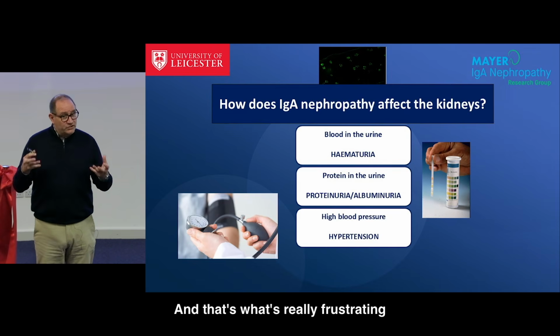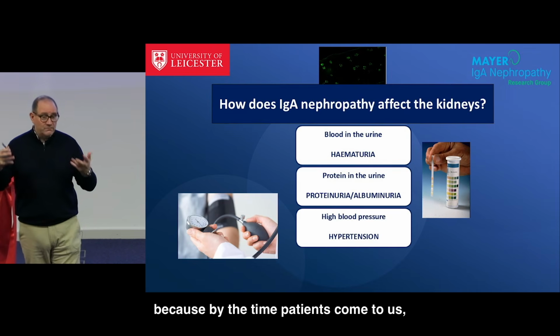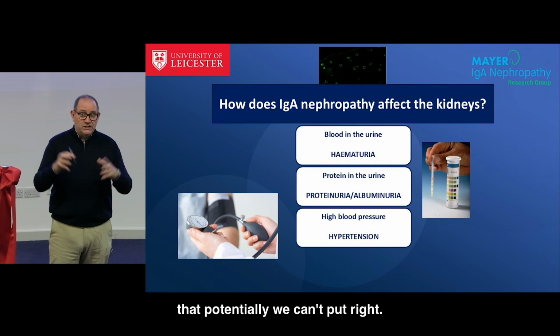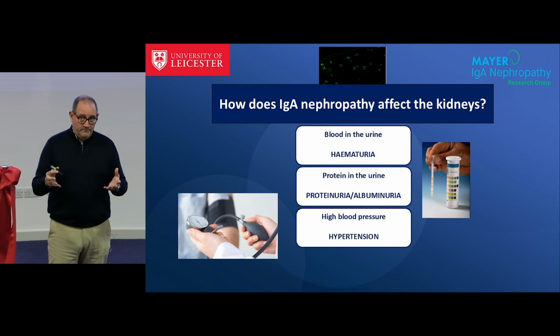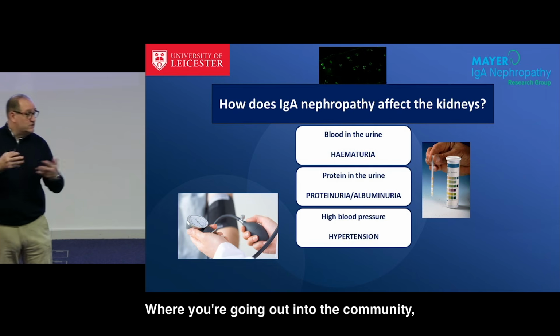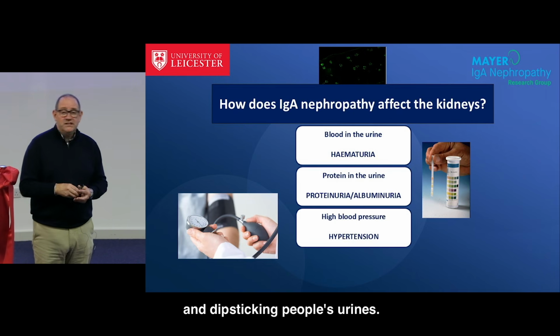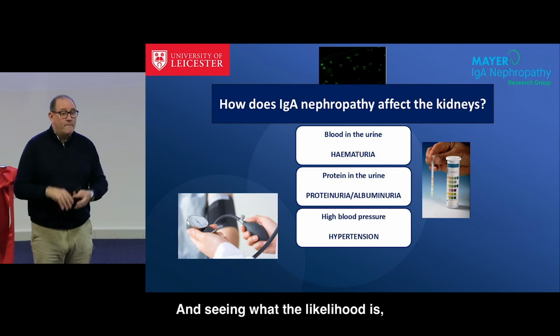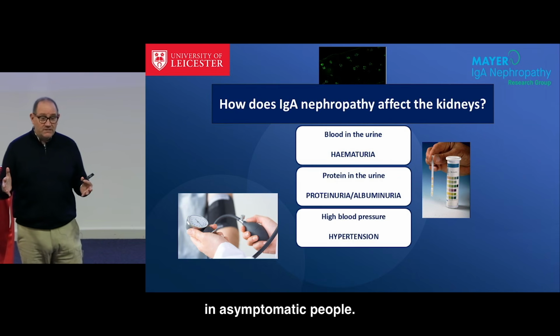And that's what's really frustrating, because by the time patients come to us, there's a lot of mischief that has already gone on that potentially we can't put right. So the IgAN Foundation are doing some really interesting studies at the moment where you're going out into the community and dipsticking people's urines and seeing what the likelihood is of picking up disease in asymptomatic people.